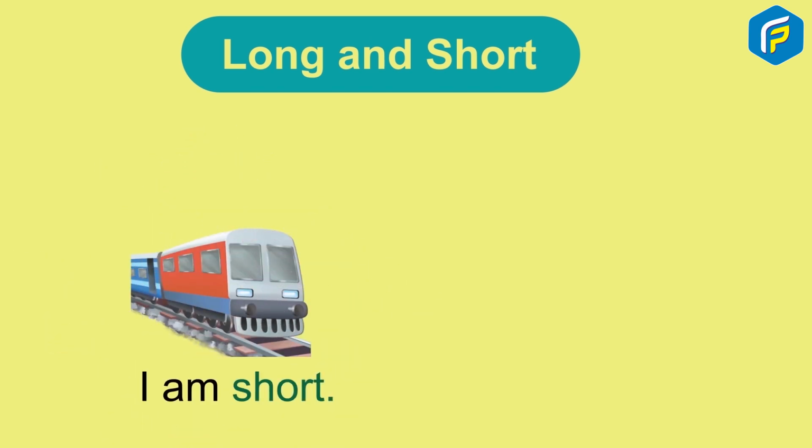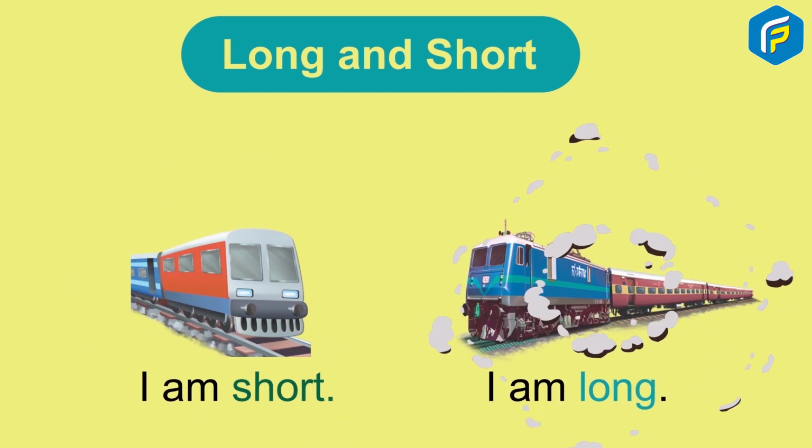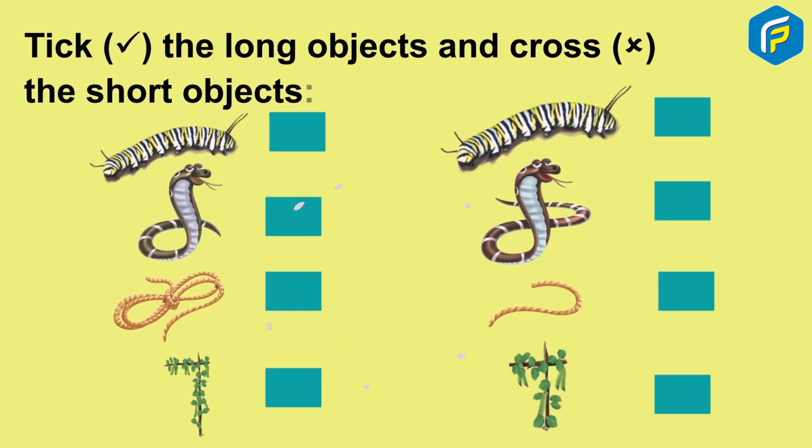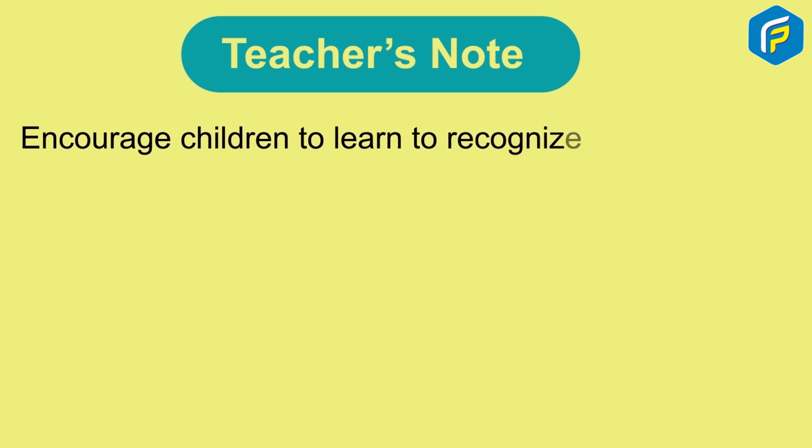Gorilla or hen? Long and short. I am short. I am long. Tick the long objects and cross the short objects. Teacher's note. Encourage children to learn to recognize long and short objects.